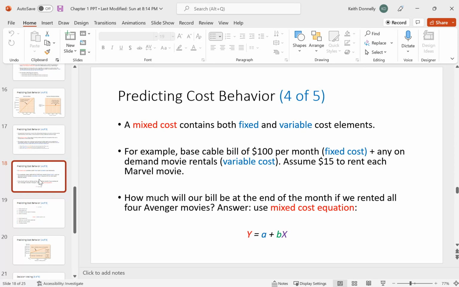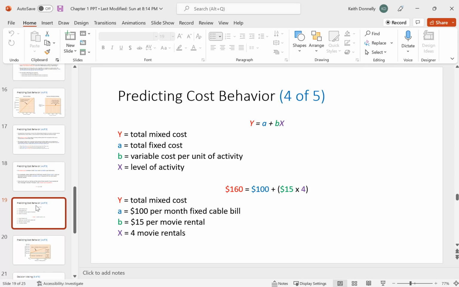In any event, when we're talking about this, we're saying, hey, we got a $100 per month flat cable bill, and then we want to watch 4 Avengers movies, right? So there's a fixed component to this, the $100, and then a variable component. It's going to be the number of movies we rent. And what we do here to figure out our total costs, or our total mixed costs, would be use this equation, y equals a plus b times x. And each of those variables have their own definition, what they mean, you can look at them, but sometimes it's easier to just kind of plug and chug here.